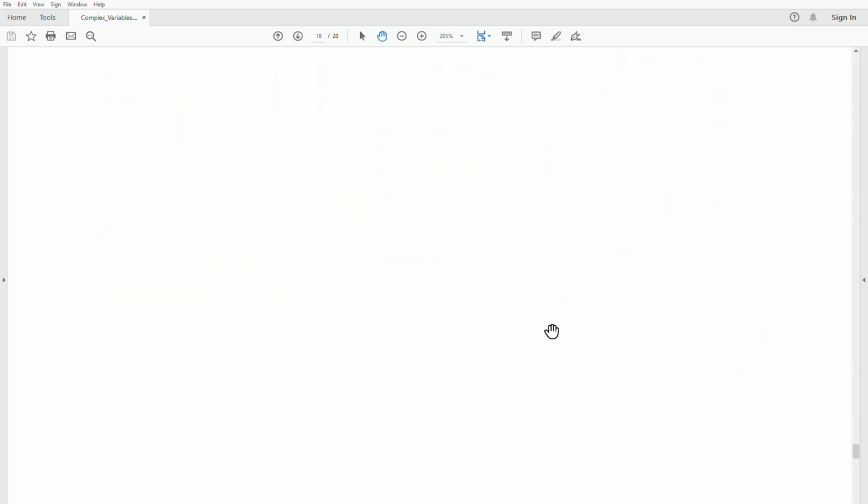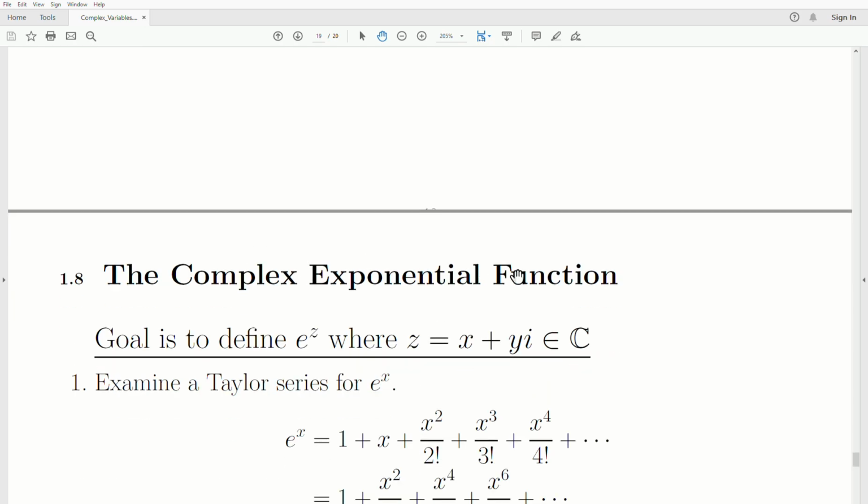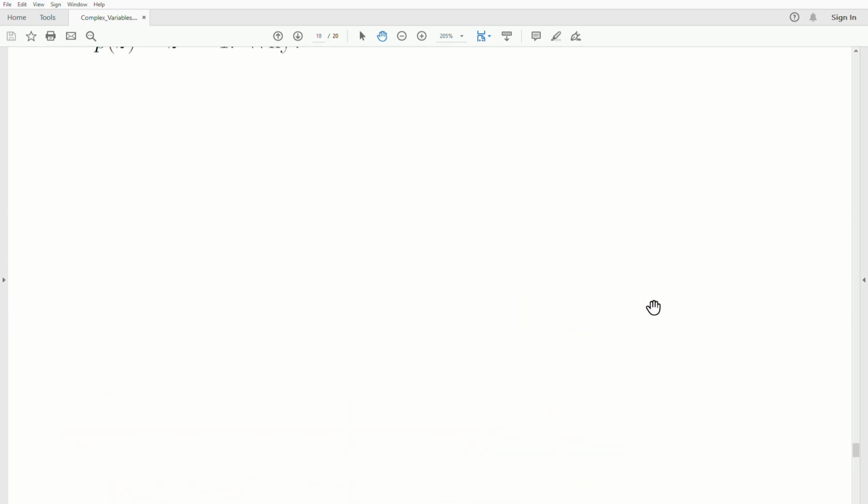Okay, well, I'm running along. I'm going to stop right here. Next, we're going to look at the complex exponential function.